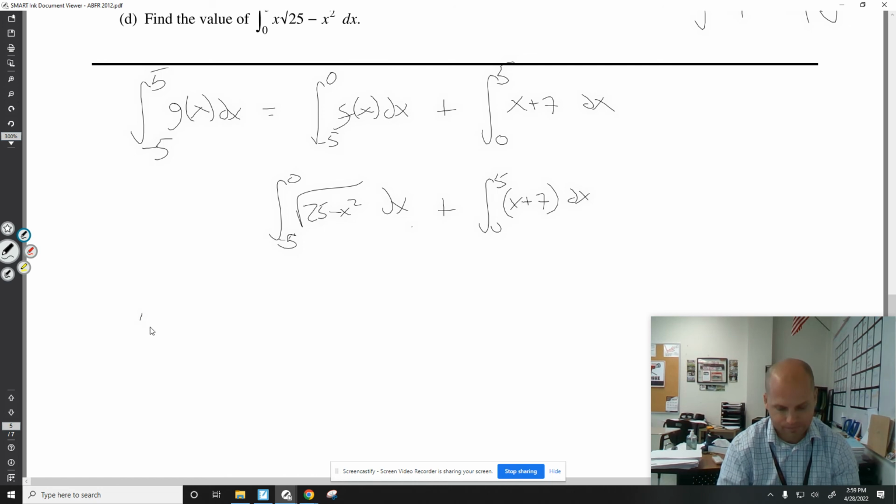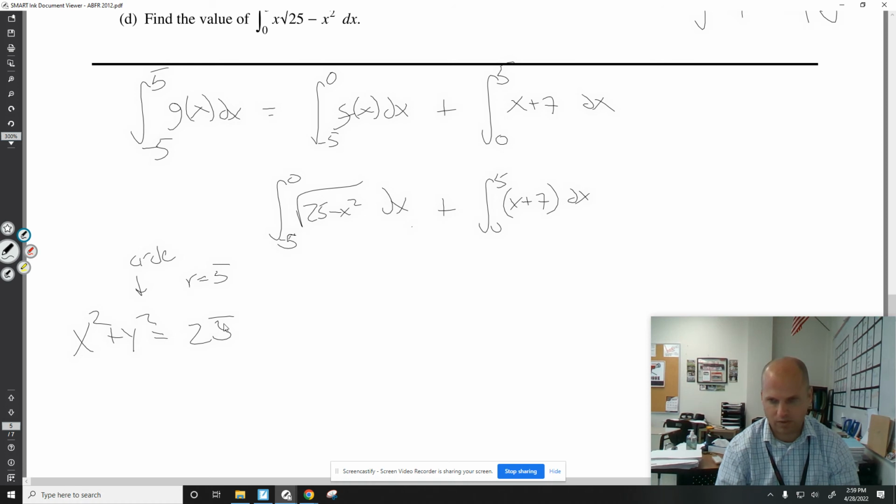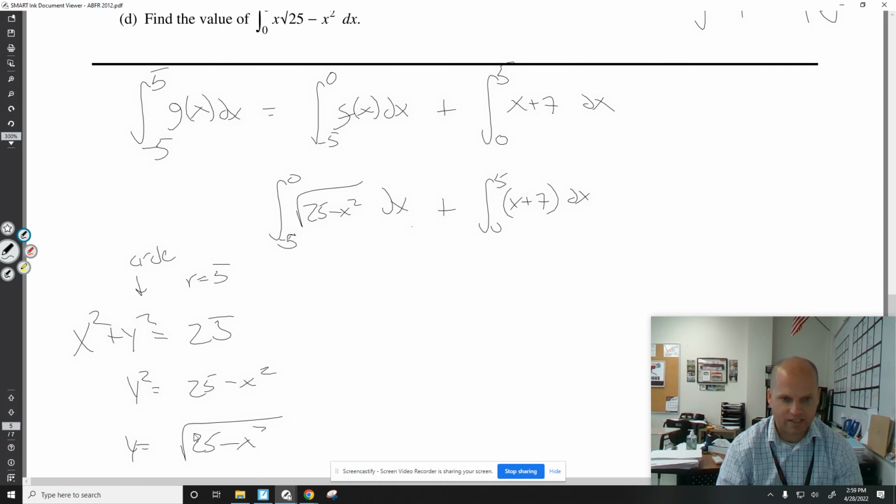Well, did you know that x squared plus y squared equals 25 is the equation of a circle with a radius of 5? Because it's like x squared plus y squared equals r squared. Did you know that root of 25 minus x squared, the positive half, would be the top half of the circle? The circle has a radius of 5.